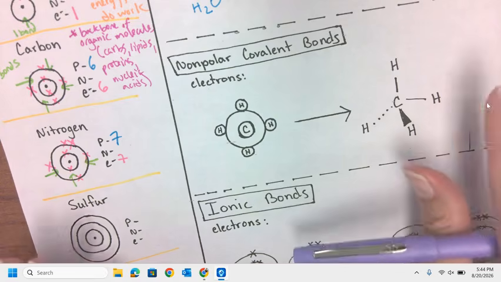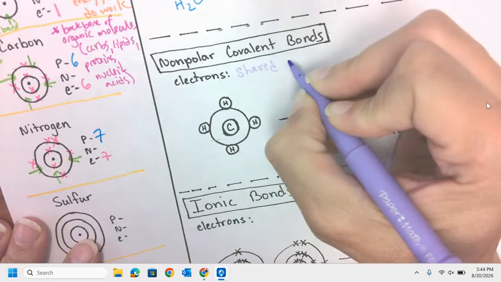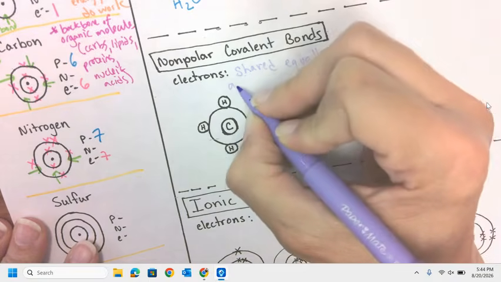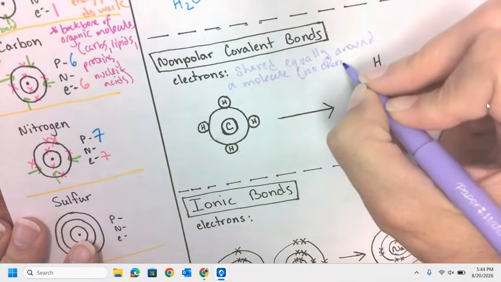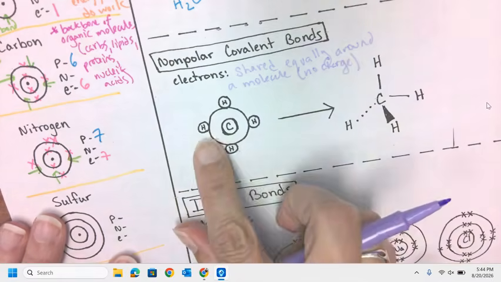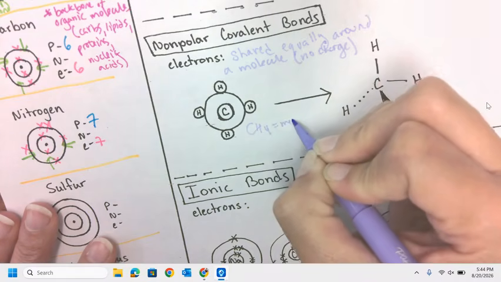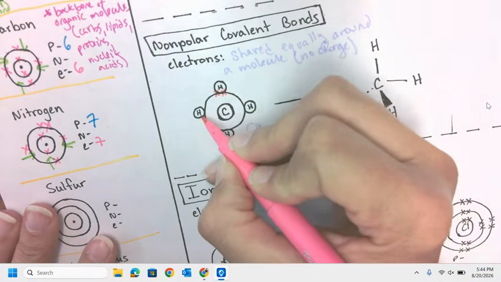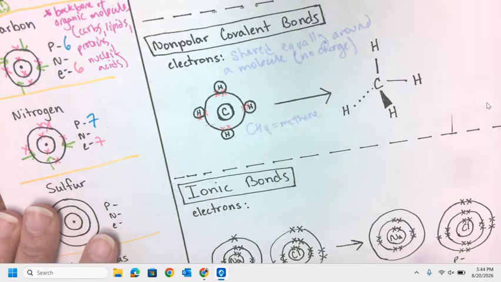In a non-polar covalent bond, the electrons are shared equally around a molecule. This results in no charge. For instance, with carbon and hydrogen, this is CH4, and CH4 is methane gas. The electron from hydrogen and the electron from carbon are shared equally, so there's no charge.